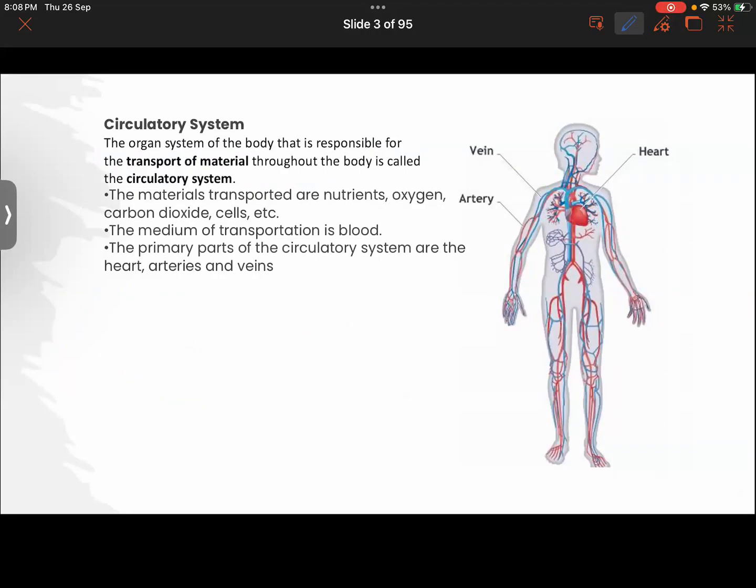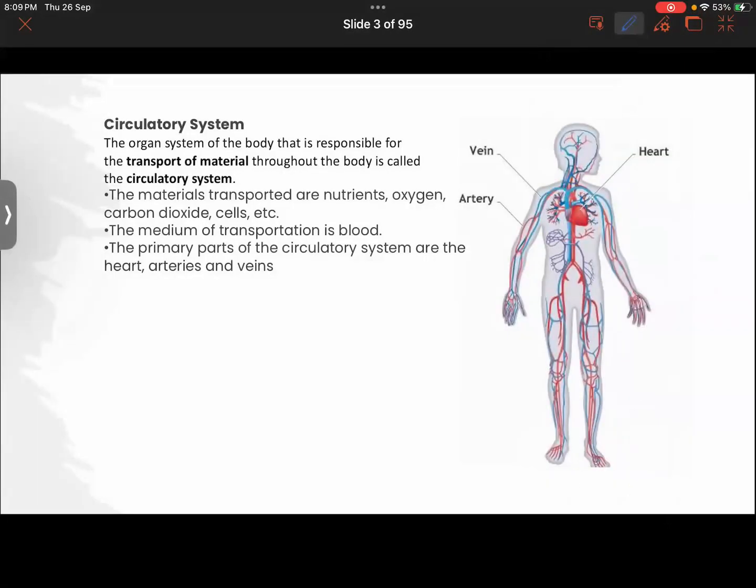Rizan, read the given paragraph here. Circulatory system. The organ system of the body that is responsible for the transport of material throughout the body is called the circulatory system. The materials transported are nutrients, oxygen, carbon dioxide, cells, etc. The medium of transportation is blood. The primary parts of the circulatory system are the heart, arteries, and veins.